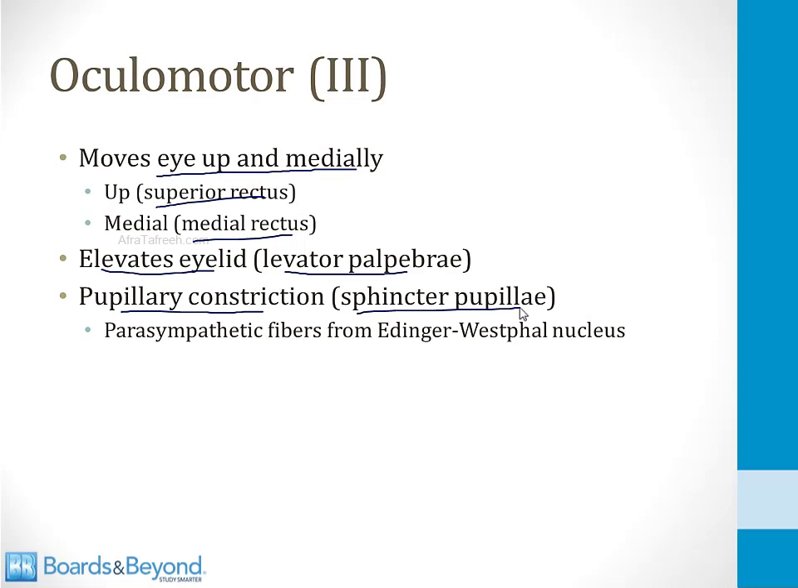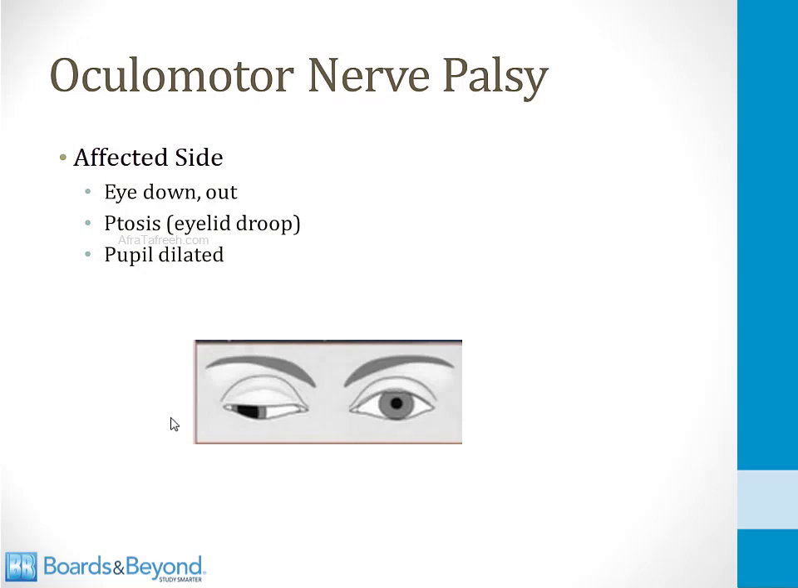This is not a direct result of the oculomotor nerve. However, parasympathetic fibers from the Edinger-Westphal nucleus travel with the oculomotor nerve, and therefore when there is damage to the oculomotor nerve, there can also be damage to these parasympathetic fibers, and that can be a problem for pupillary constriction. So if you understand that, it's very easy to understand what an oculomotor nerve palsy looks like. On the affected side of the body, the eye will be down and out, as shown in this picture.